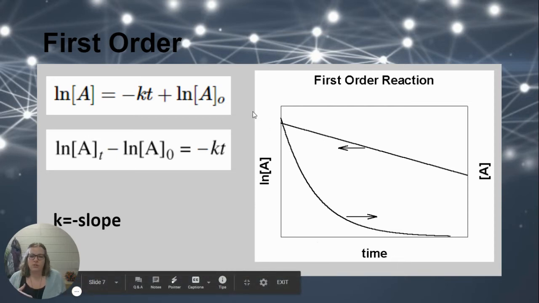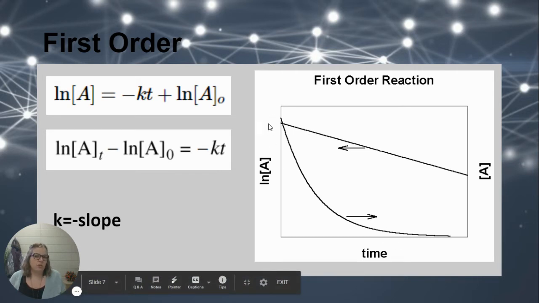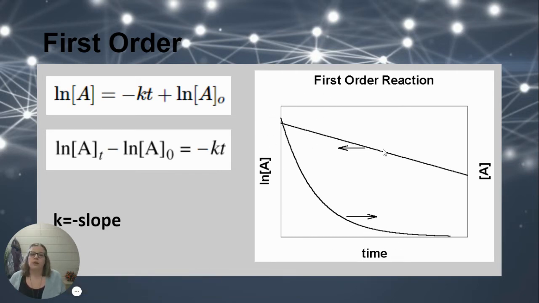Now, what that translates to in terms of a y equals mx plus b equation is that the natural log of A at any point in time is equal to negative kt plus your initial concentration's natural log. On the exam sheet, they rearrange it like this. So it's natural log of A at any point in time minus the natural log of your initial concentration is equal to negative kt. So just like before, we graph it, but instead of it being concentration versus time for zero order, it's natural log of concentration versus time for first order, and it's a straight line. Okay, so it's this straight line that's important here.